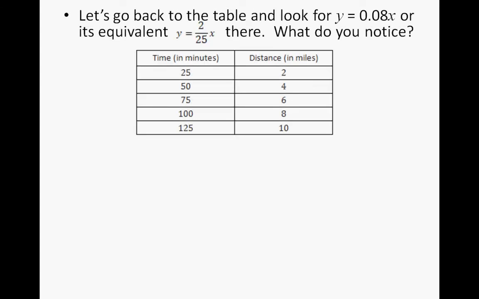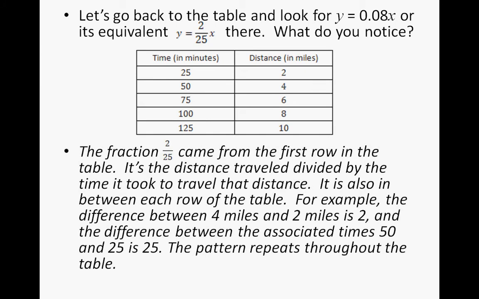So let's go back to the table and look for y equals 8/100 x, or its equivalent, y is equal to 2/25 x there. What do you notice? Well, the fraction 2/25 came from the first row in the table. It is the distance traveled divided by the time it took to travel that distance. It is also between each row of the table. For example, the difference between 4 miles and 2 miles is 2, and the difference between the associated times 50 and 25 is 25. The pattern repeats throughout the table.